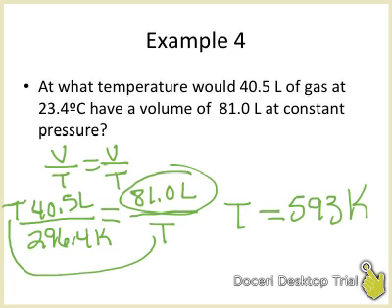What happened to our volume? It went up, so what should happen to our temperature? Did it go up? Yep.